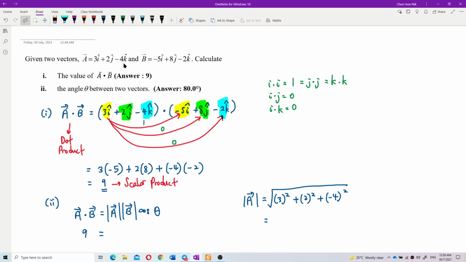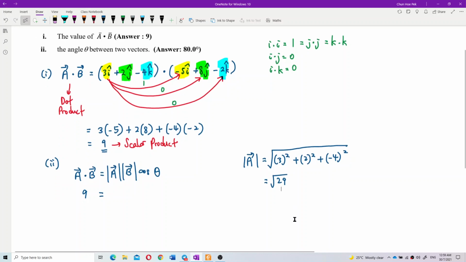So what's the answer? The calculator shows the value of square root 29. Just maintain it as the surd form, so it is more accurate. Don't use the decimal form, because it is less accurate. So how about the magnitude of B?